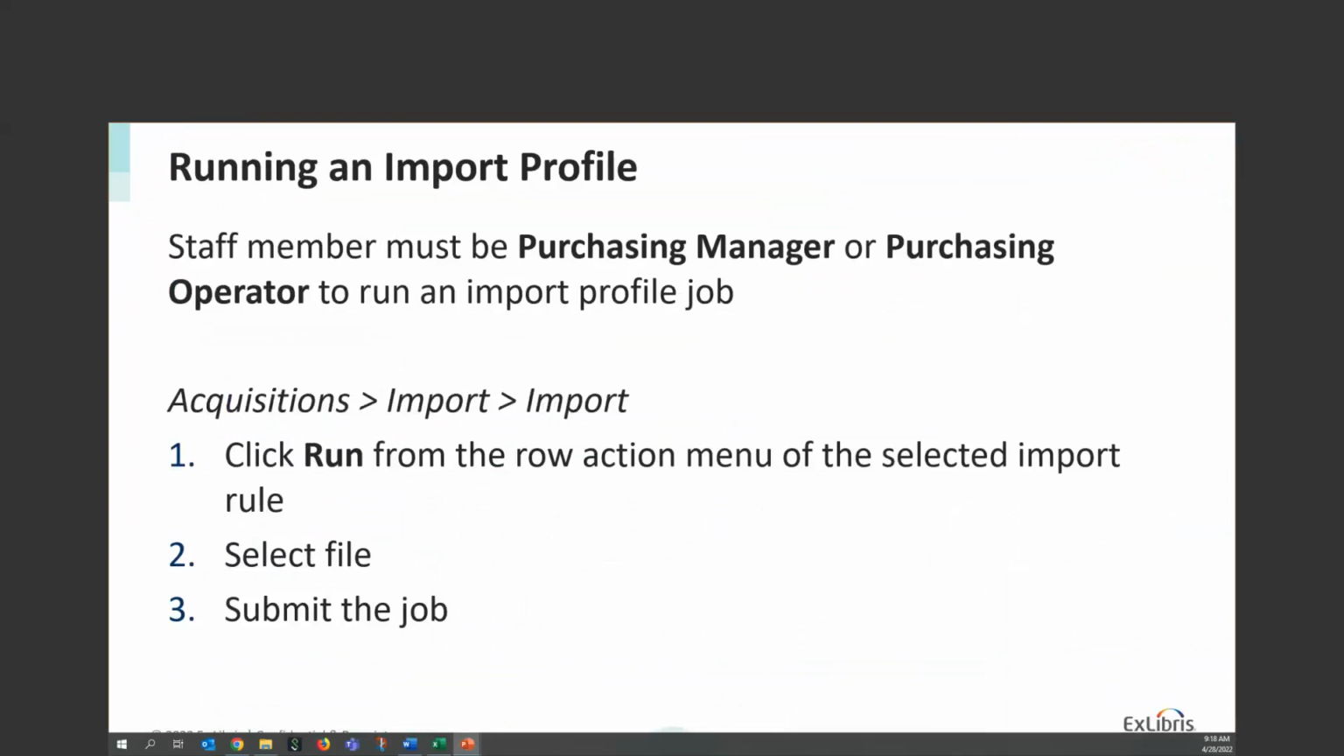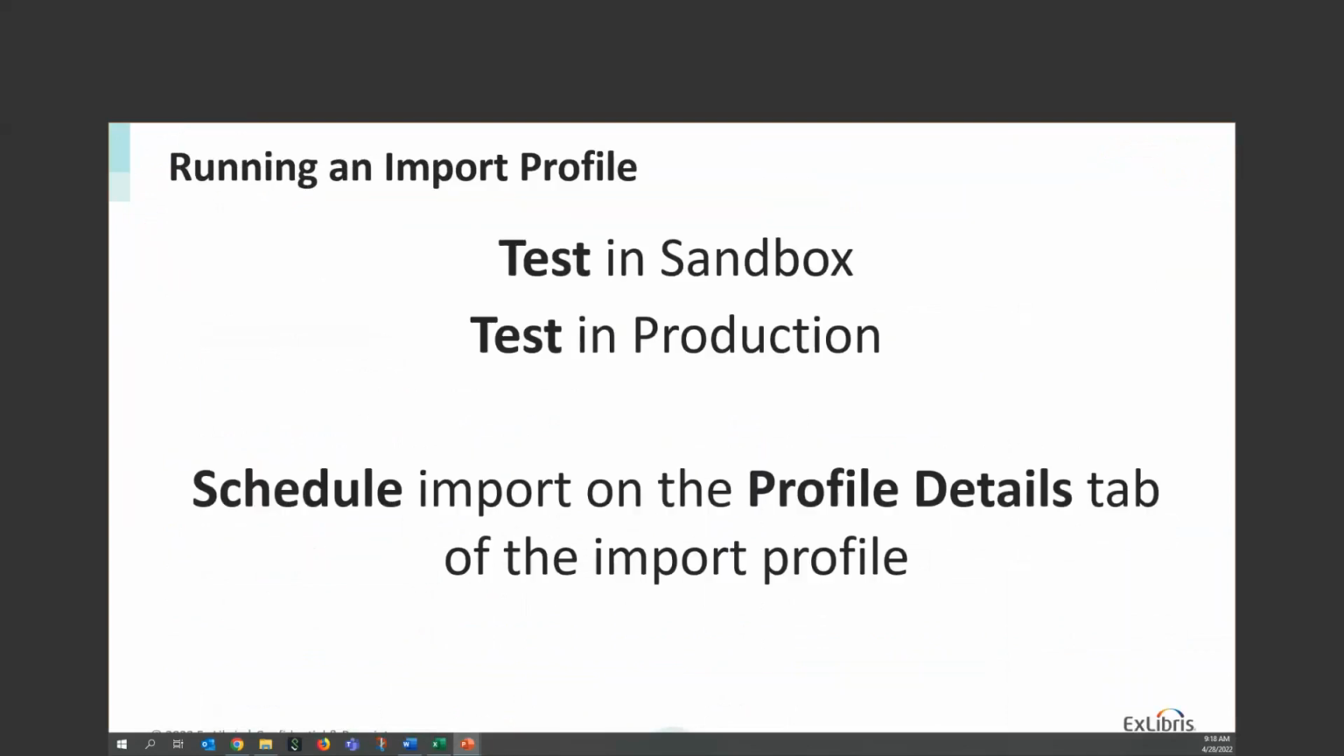Running the import profile. Now, to run the import profile, you need to be purchasing manager or purchasing operator. And you just go to acquisitions, import, click run, select the file for that manual, and submit the job. How long it takes depends on how big the file is. Generally, they shouldn't take too long. But remember, Alma manages the actual running of the files. It's not something that you have to schedule or do at a certain time of day. Alma evaluates how much effort it takes, and will run it when it has the resources.